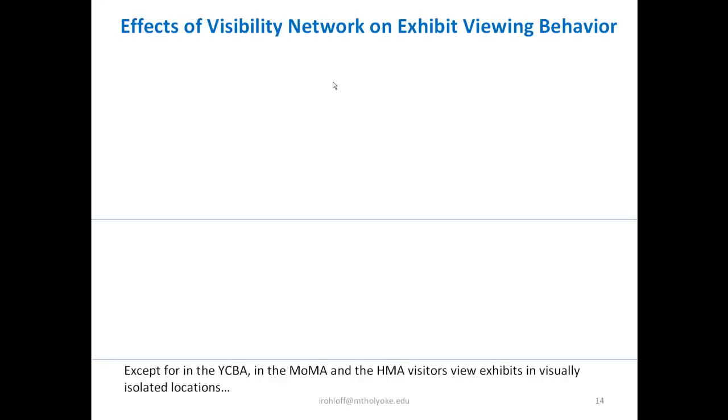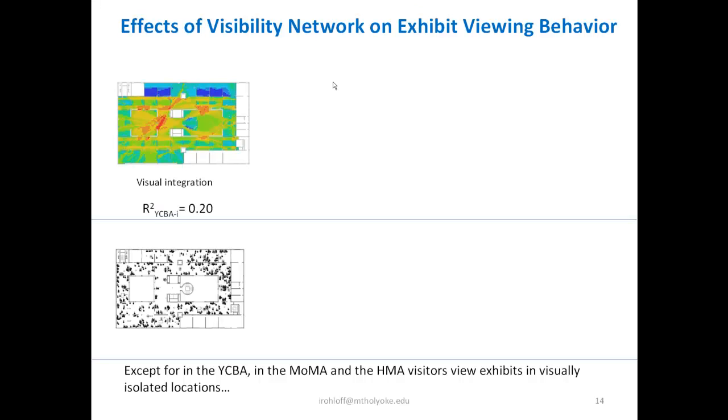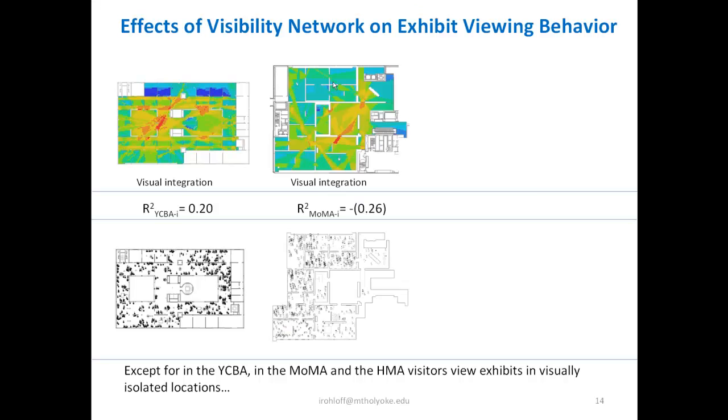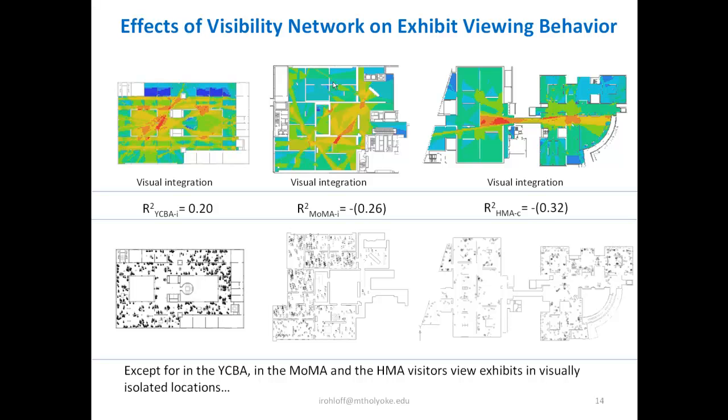When I looked at the effect of visibility network on exhibit viewing behavior, which is represented by pauses at exhibits, I found some interesting results. Except for the YCBA, the first case study, in MoMA and the High Museum of Art, visitors prefer to view exhibits in visually isolated locations. I reached this conclusion by finding direct correlations between visual integration and pauses at exhibits in YCBA, whereas there were negative and inverse correlations between visual integration and pauses at exhibits in the other two.